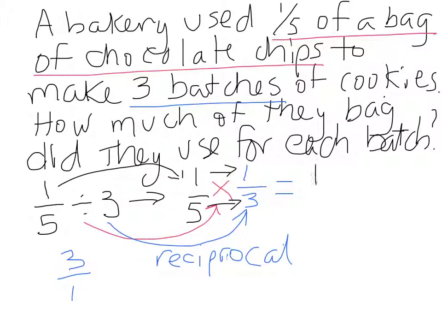1 times 1 is 1. 5 times 3 is 15. So we know that we used 1/15 of the bag each time we made a batch of cookies.